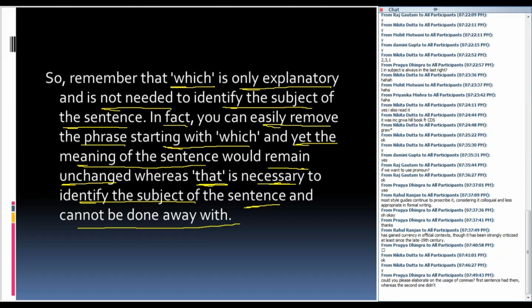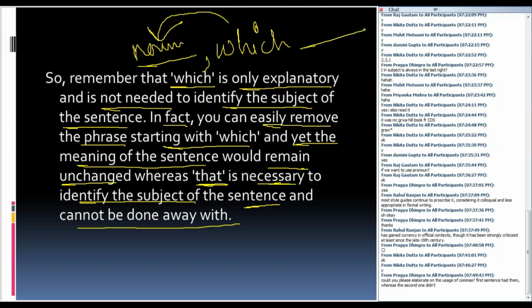When you are using "which" and when you are using "that," remember, when you use "which," the rule states that immediately before the word "which" there should be a comma, and immediately before the comma there should be a noun. That is the rule. And this word "which" will describe this noun which comes immediately before the comma. Whereas whenever you use the word "that," no comma is required. So remember, okay?